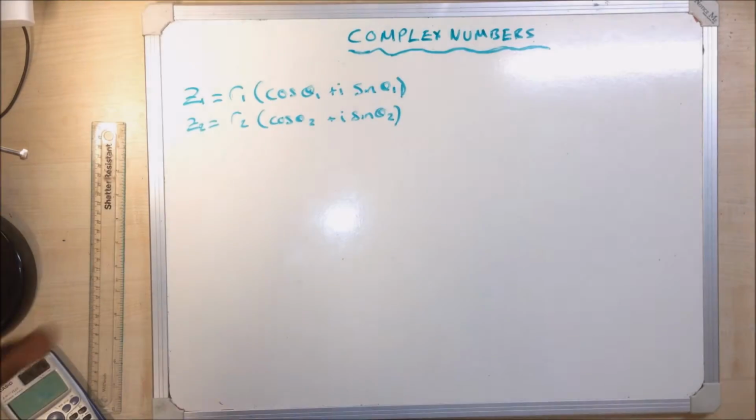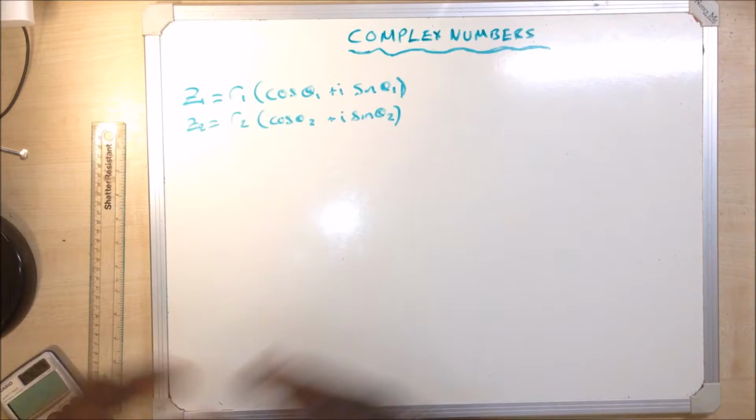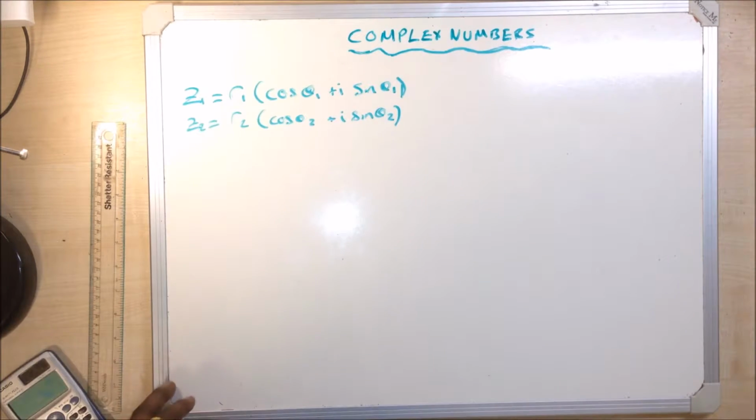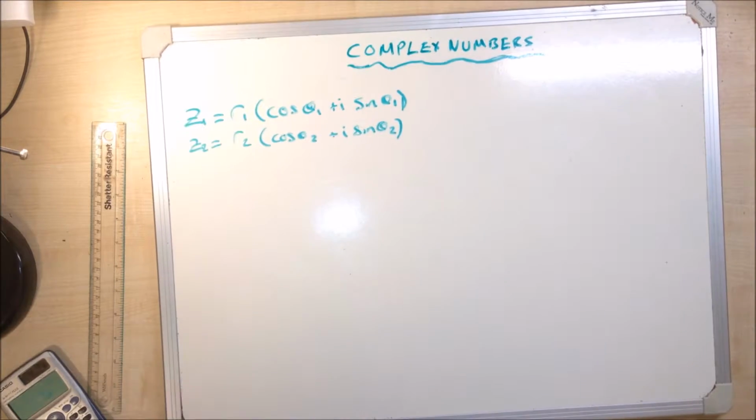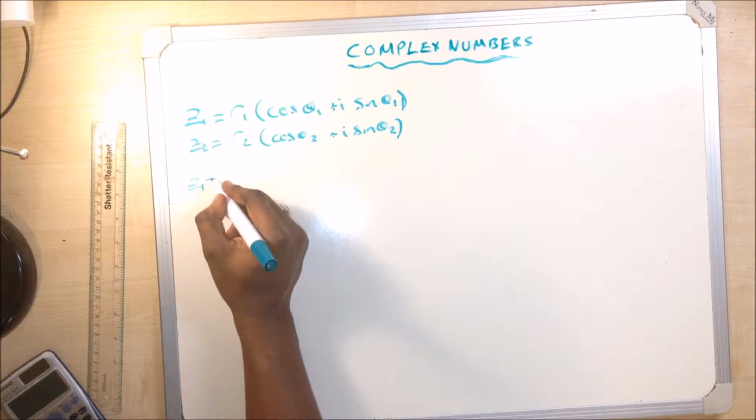We have two complex numbers that are in mod-arg form, and we want to multiply them by each other to get a new complex number. There's a method in which you could make it much easier for yourself. So let's say we want to times z1 by z2.